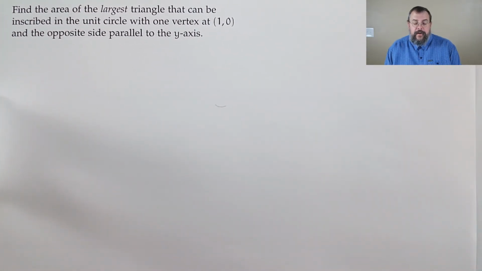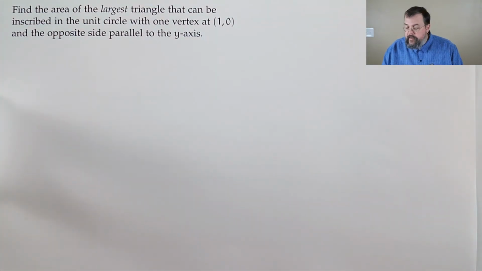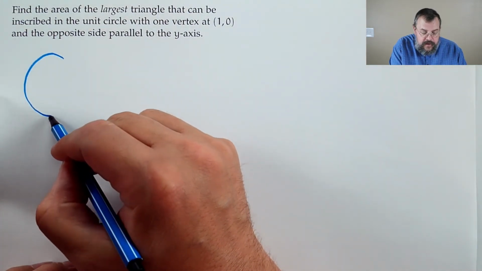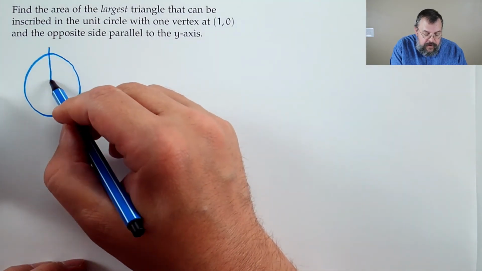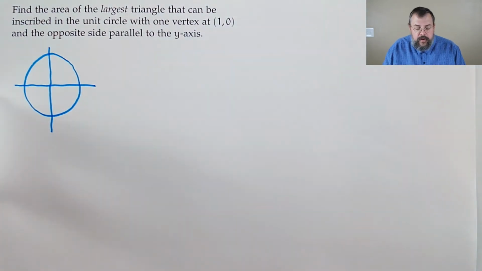Find the area of the largest triangle that can be inscribed in the unit circle with one vertex at (1, 0) and the opposite side parallel to the y-axis. Okay, I think we need a picture here. So there's a circle, not just any circle, of course, the unit circle. And so the unit circle we have centered at the origin.